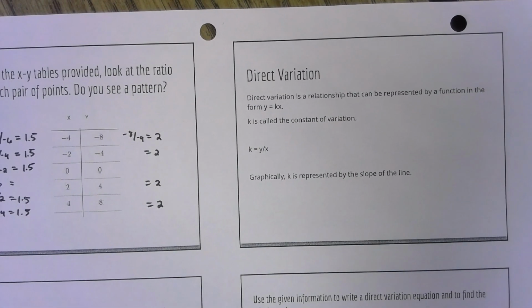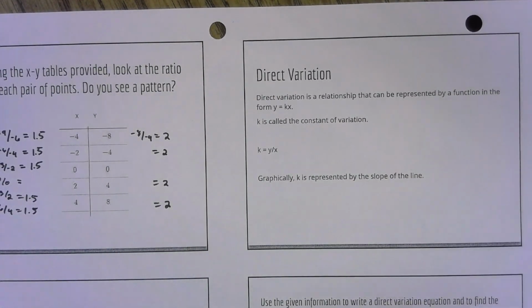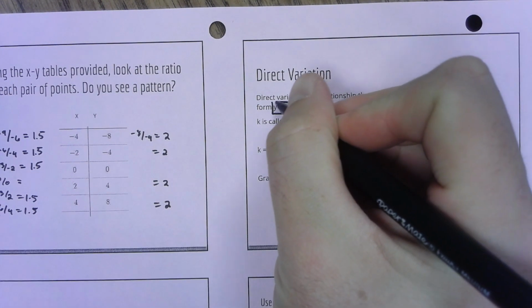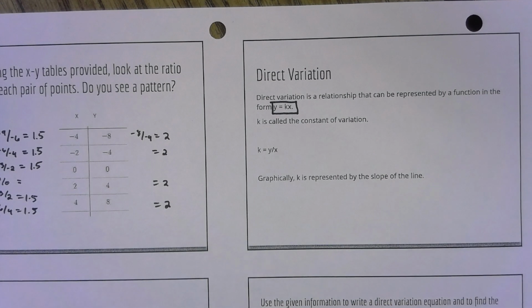And so direct variation is a relationship that can be represented by the function y equals k times x. K is called the constant of variation. That's going to be a key part for what we will always look to identify.